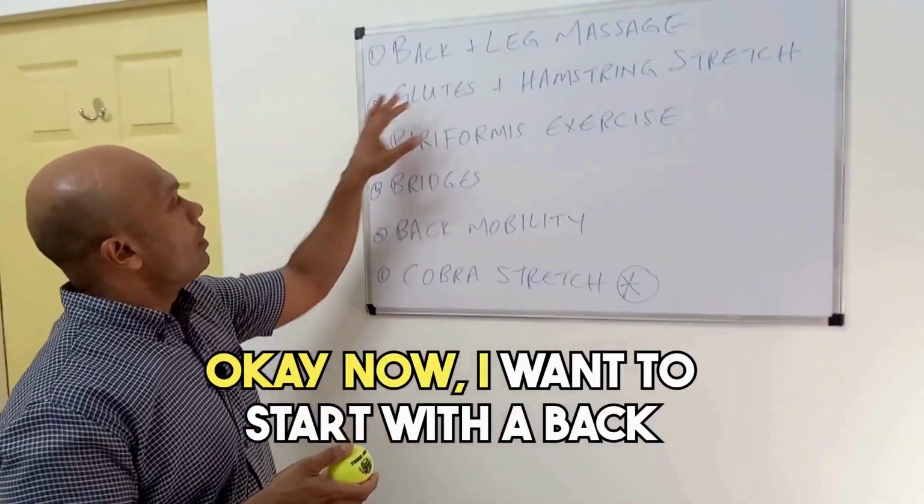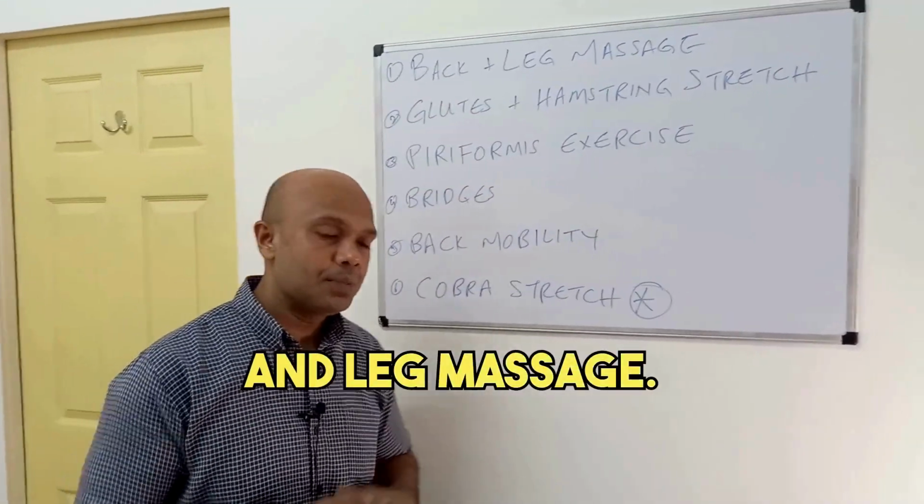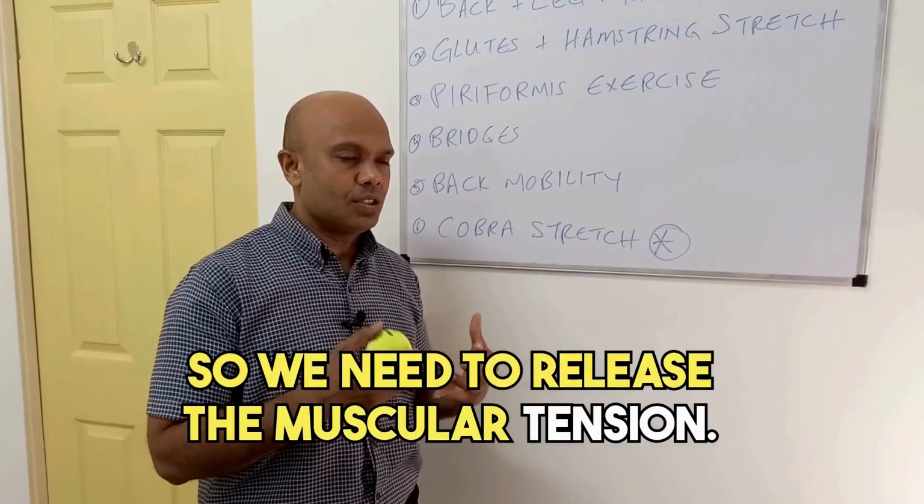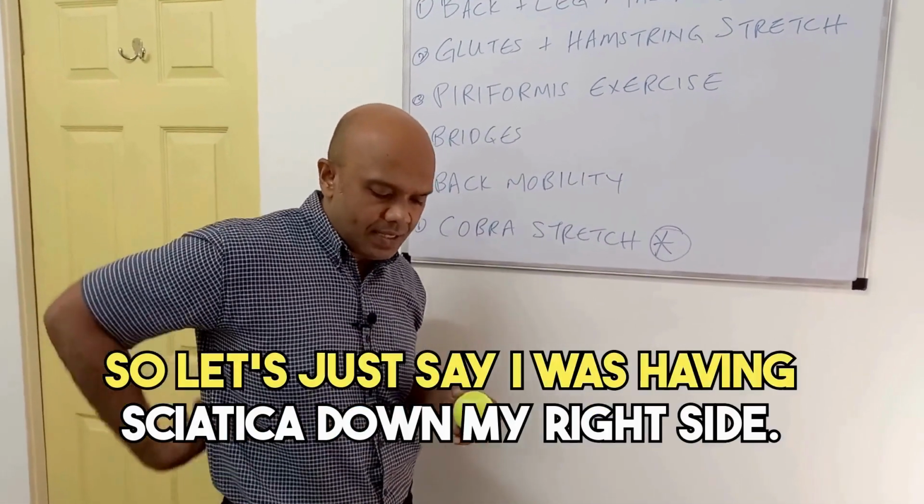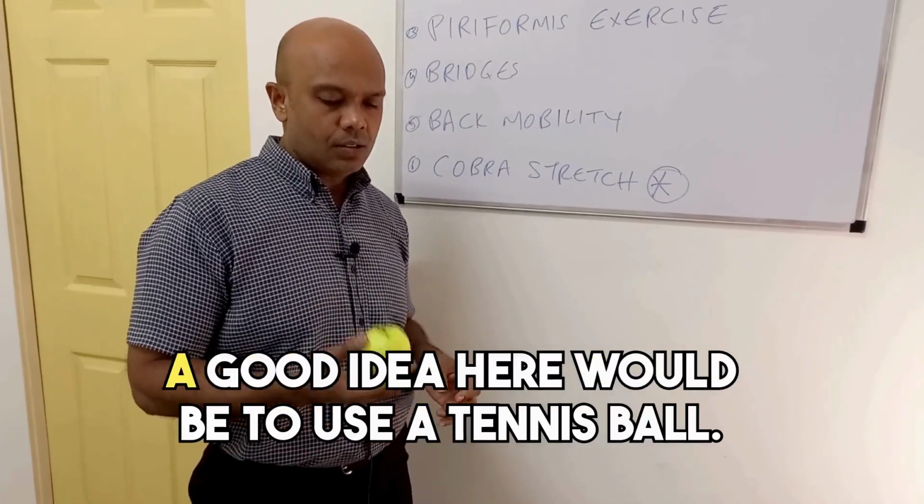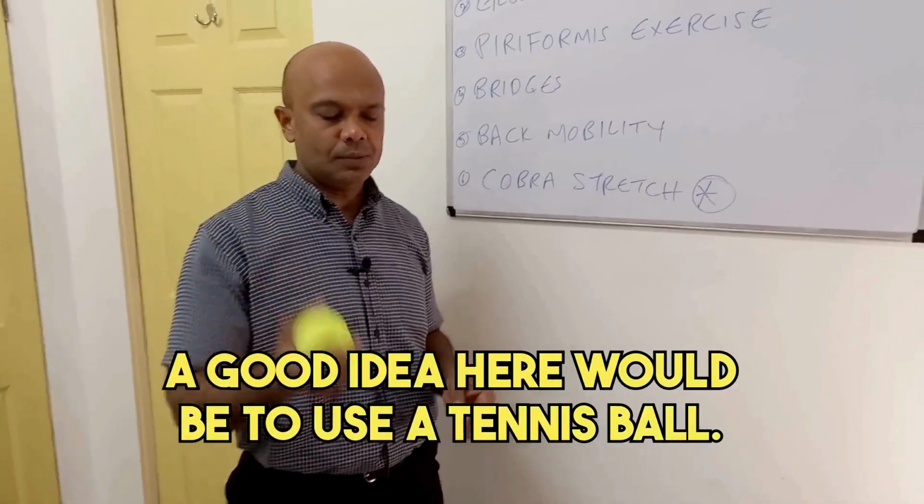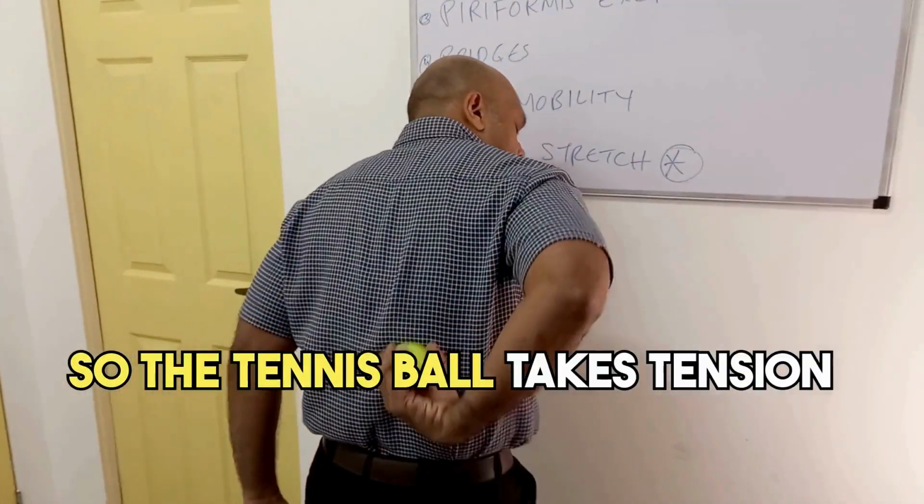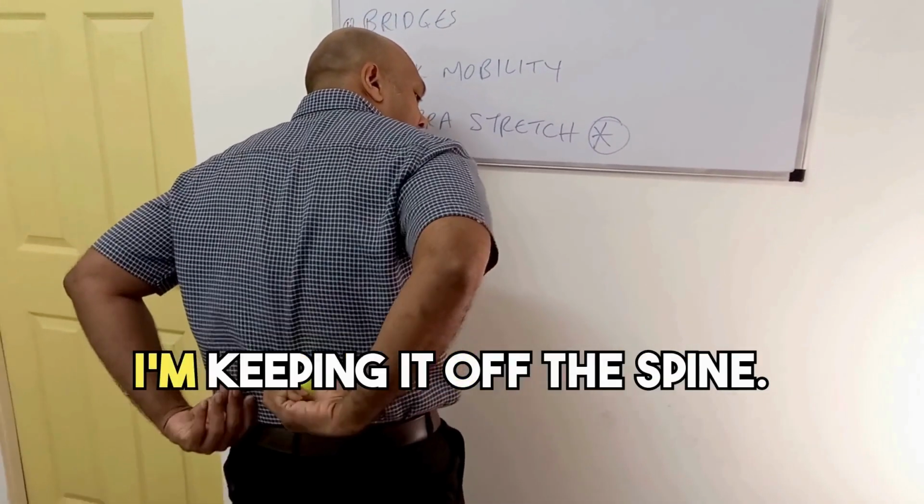Okay, now I'm going to start with a back and leg massage. Remember I spoke about the muscle tension. So we need to release the muscular tension. Let's just say I was having sciatica down my right side. A good idea here would be to use a tennis ball. So I'm going to lie down on the tennis ball and roll my body so the tennis ball takes tension out of the lower back while keeping it off the spine.